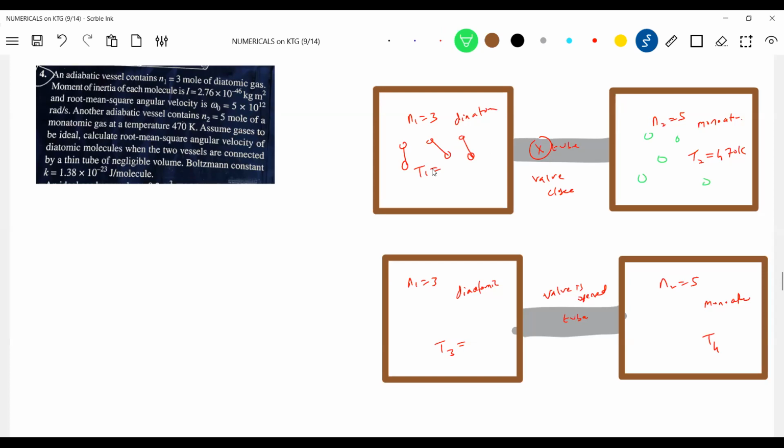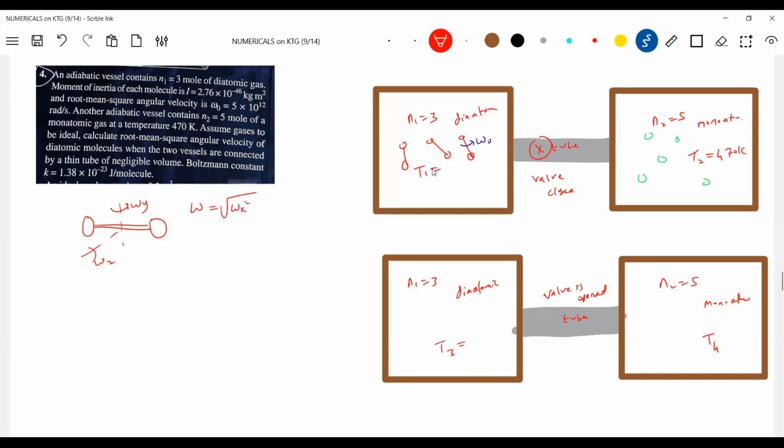I'll open it. Then what is given? He has given some information, say, some omega naught. With this, can we calculate temperature T1? Anybody wants to answer? RMS speed of molecule is what he has given. RMS speed, sir, is it about omega X, omega Y, omega Z? Then what is the RMS speed of the molecule?